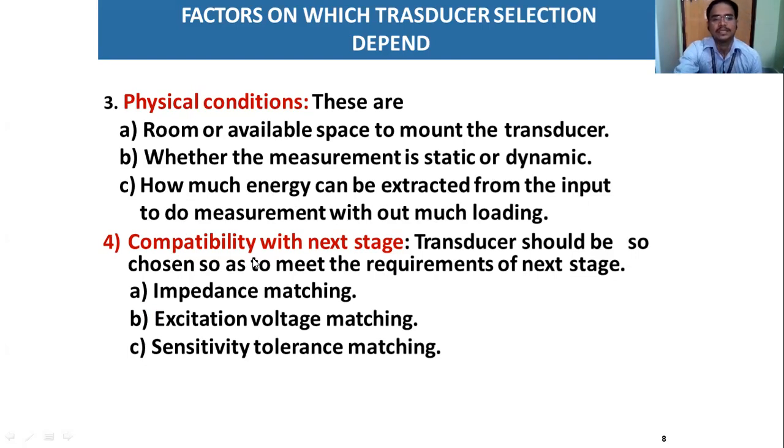Compatibility with the next stage is one of the factors on which the transducer selection depends. The transducer should be so chosen as to meet the requirements of the next stage. Requirements of the next stage means impedance matching, excitation voltage matching, sensitivity tolerance matching. So depending on these types of matching also, the impedance, excitation voltage, and sensitivity tolerance, these three are important factors on which the transducer selection depends.